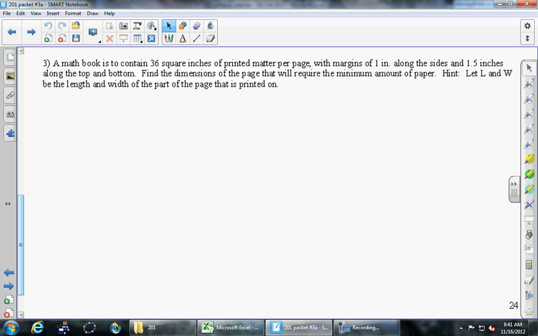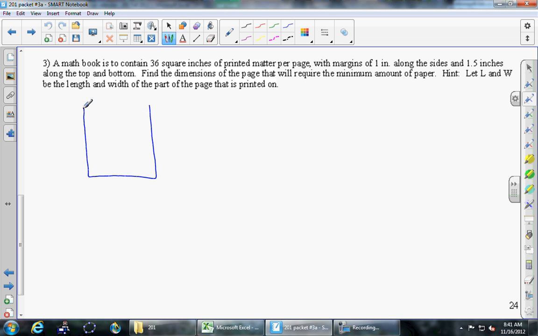Okay, thank you. All right, so basic idea here is to draw a picture if you've got a setup which is very visual like this one. So I've got a piece of paper, and on the inside part of the paper is the printed material. So all the type is going to go onto here, and it says that we need 36 square inches. What math word describes square inches? Area. So I know that the area of the printed part of the paper is 36.